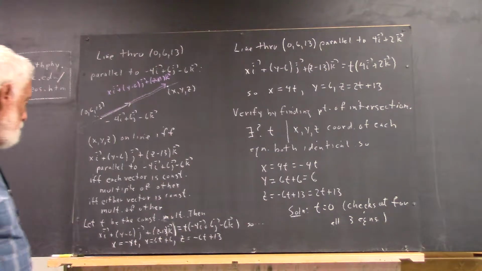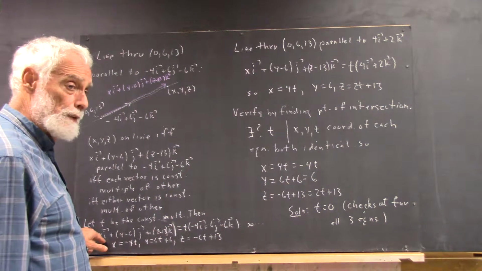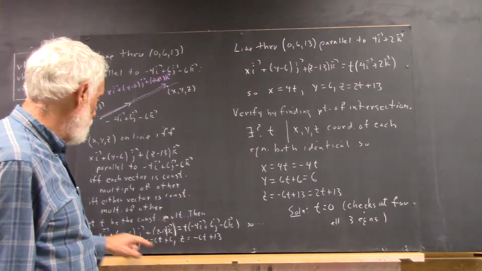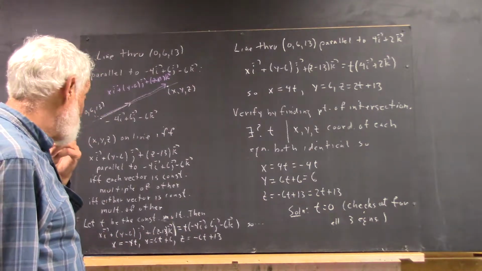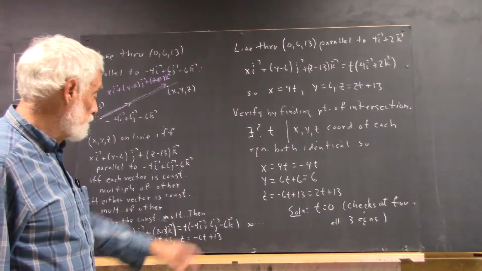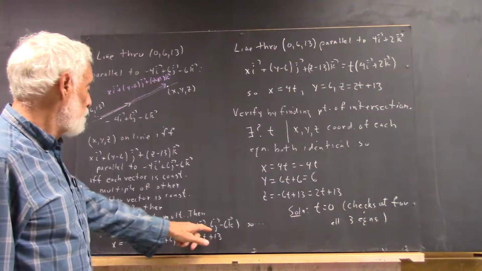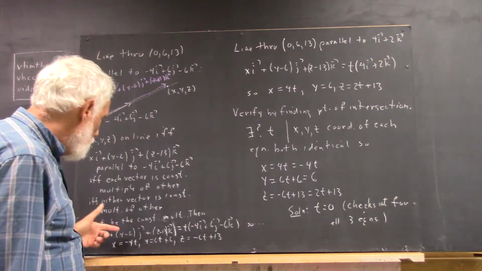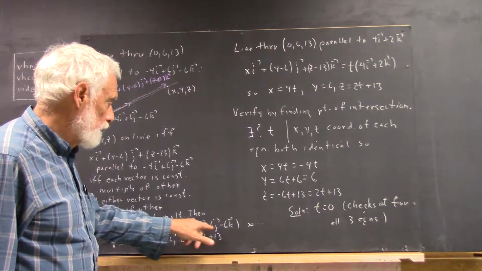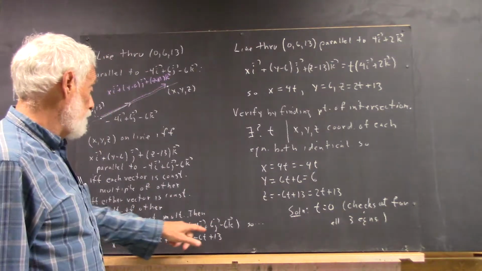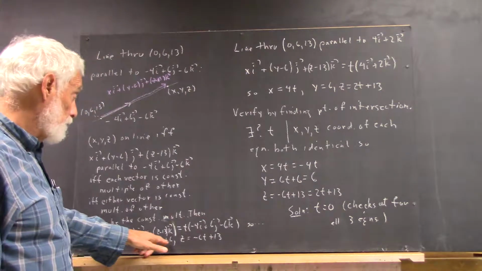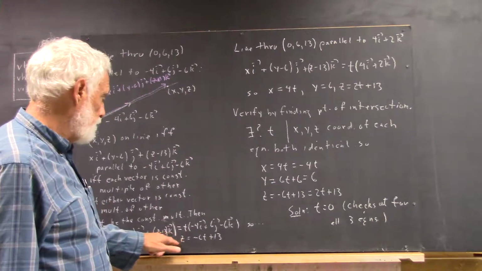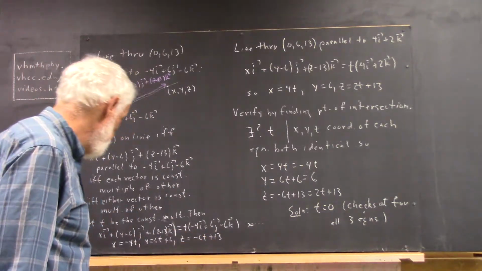Meaning that x, the coefficient of i here, has to equal the coefficient of i here, which is -4t. So x has to be -4t. Then y - 6 has to equal 6t, so that y is 6t + 6. And similarly, z - 13 equals -6t, so z equals -6t + 13.